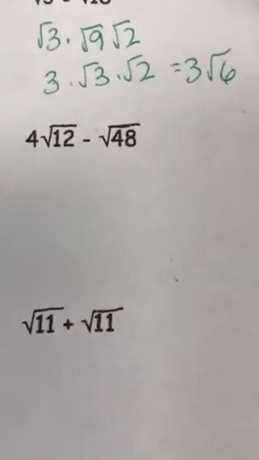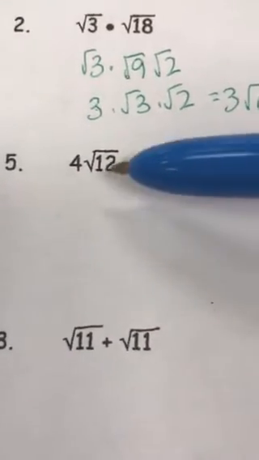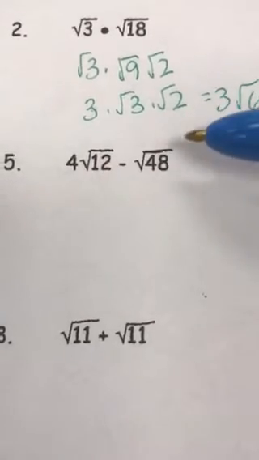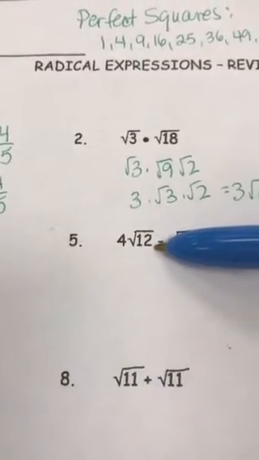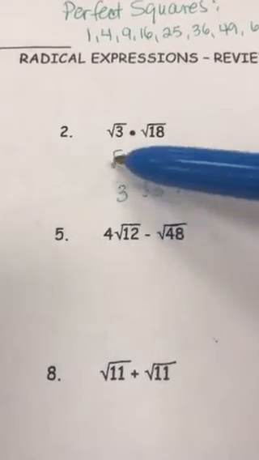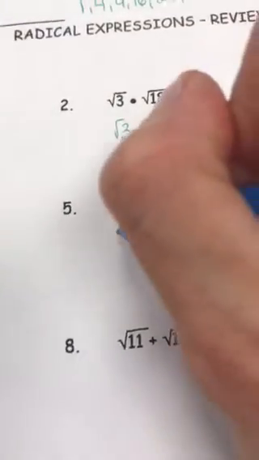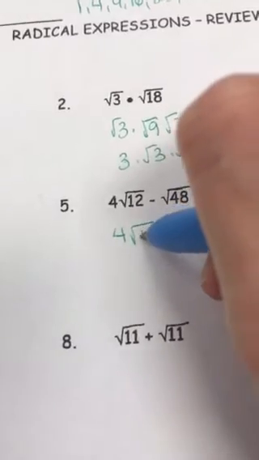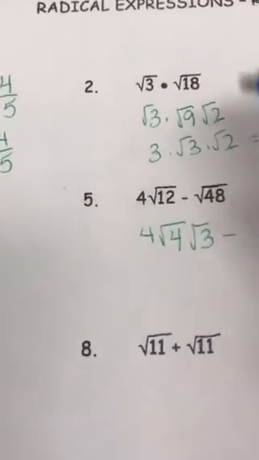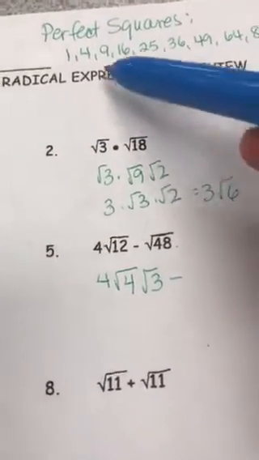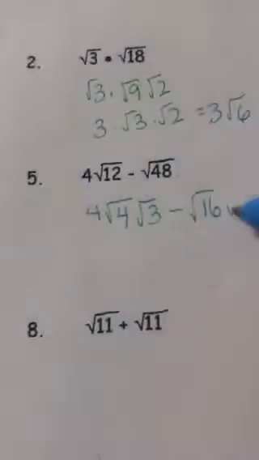All right, the next one is a subtraction. Subtraction's a little different because if you remember, you have to have like radicals. We don't have like radicals right now. They're different. We've got the square root of 12, square root of 48. But what I do see is that I can divide one of my perfect squares into 12. 4 goes into 12. All right, so let's rewrite that as the square root of 4 times the square root of 3. 4 times 3 is 12. Minus, I also know that 16 will go into 48. So I can rewrite this as the square root of 16 times the square root of 3.